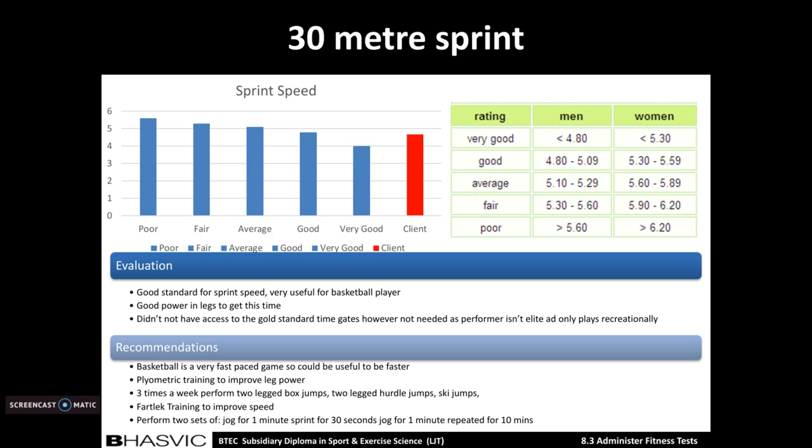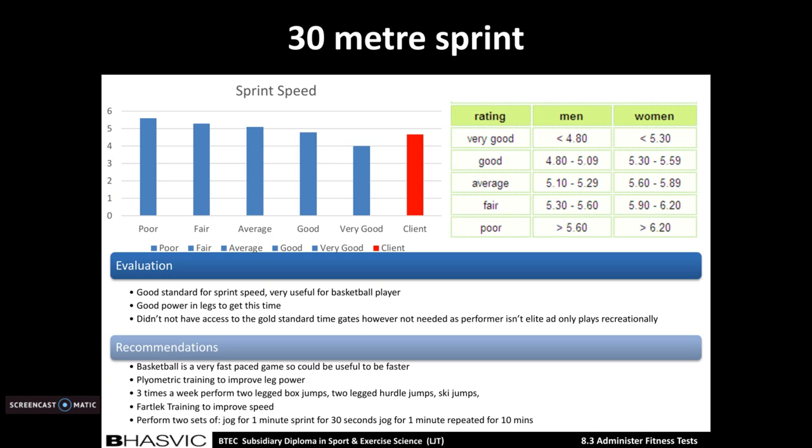Evaluating my client's 30-meter sprint scores shows me that he is within the good category for speed among people his gender. That is alright for a general person, but as my client is playing national level basketball, they may want to improve this for their games. Ways of improving this I have suggested in the recommendations are by performing plyometric training twice a week.